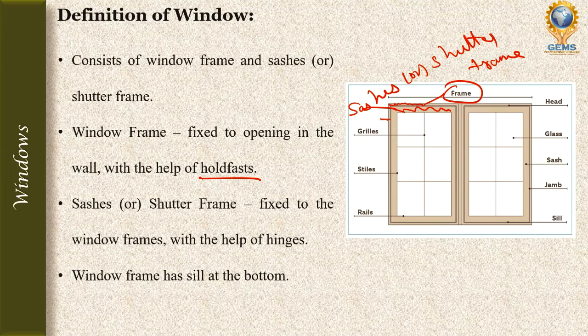The second one is the sashes or shutter frame. These sashes or shutter frames are fixed to the window frame with the help of hinges, so that we can open and close the window easily. And the window frame will have a sill at the bottom and a lintel at the top. But in a door, you will have a lintel only. We don't have any sill level. So that's a difference: a window will have a sill, but a door doesn't have any sill.